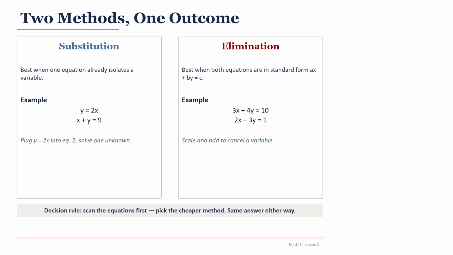The two algebraic methods you will use most are substitution and elimination. Both arrive at the same answer. The choice is purely about which is faster on the system in front of you. Elimination is faster when both equations are already in standard form, ax plus by equals c. You can scale and add immediately without isolating anything. Substitution is faster when one equation already solves for a single variable, like y equals 2x. Just plug in and you are down to one equation in one unknown.